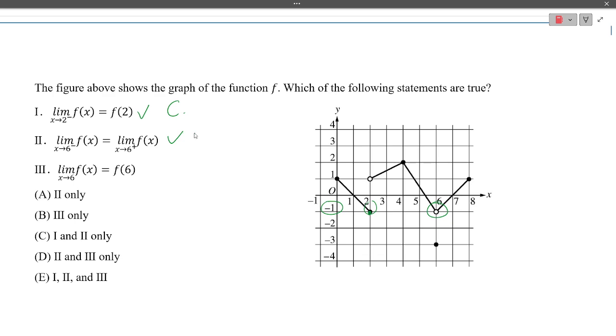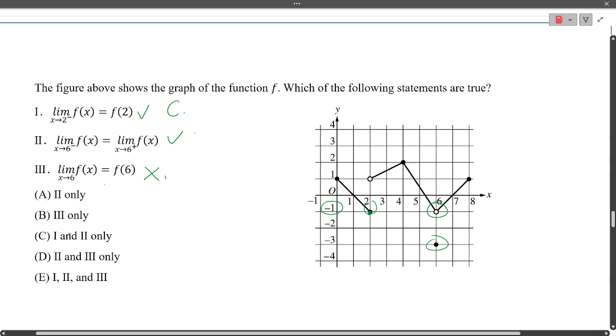The limit of the function at x equal to 6 is negative 1, but the function value at x equal to 6 is negative 3. So the third statement is incorrect. Therefore, only statements 1 and 2 are correct. So we're choosing the answer C.